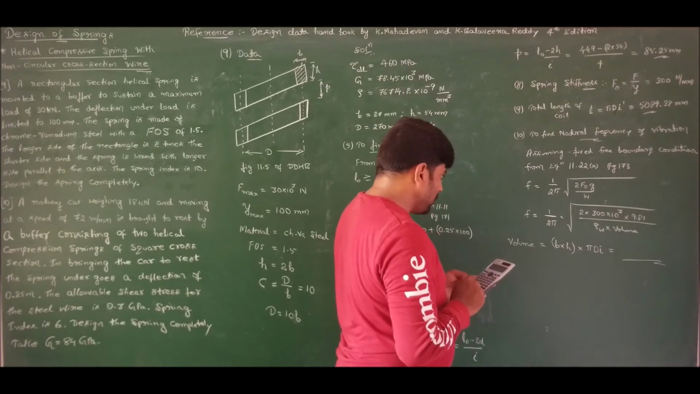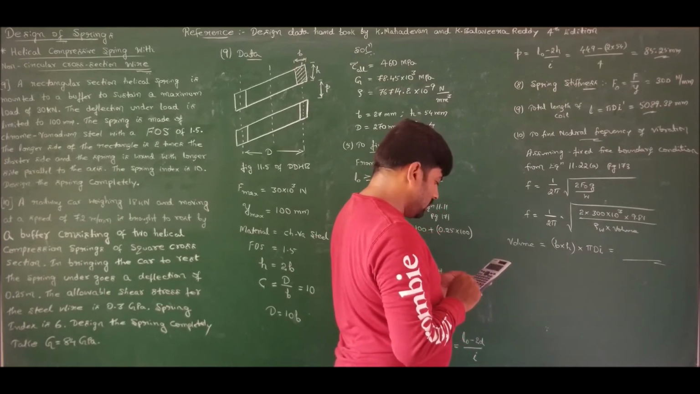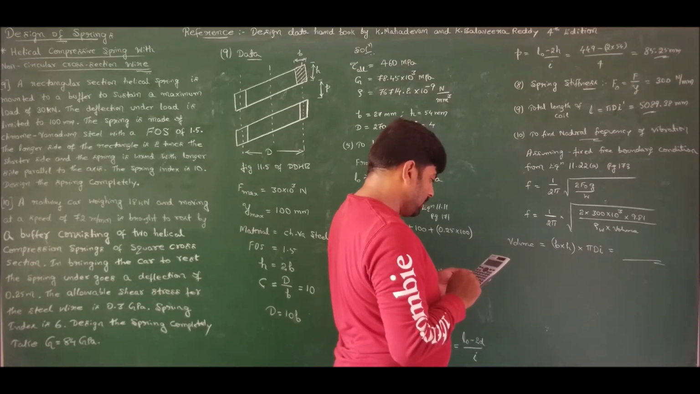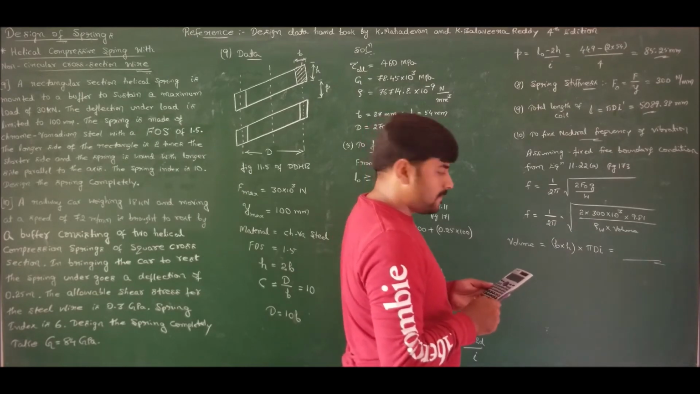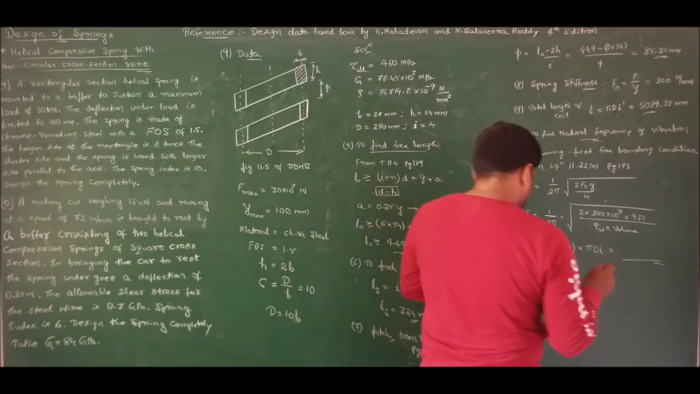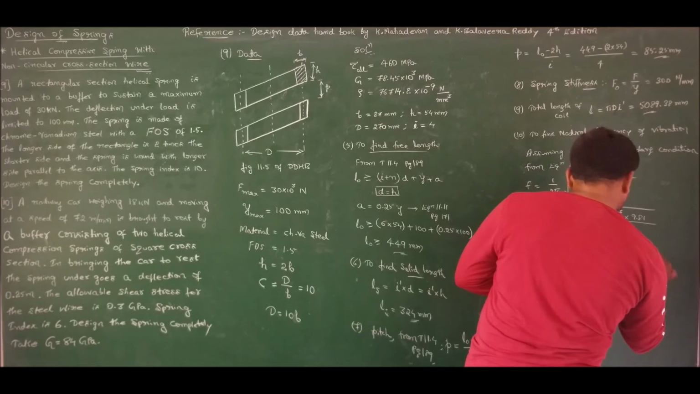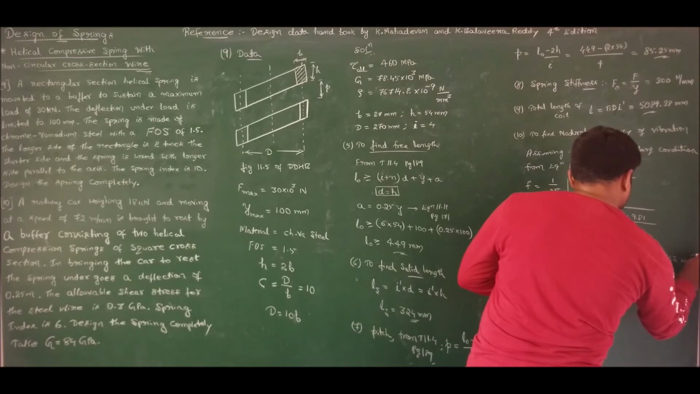So we know breadth is 27, height is 54, into pi into d is 270, into I is 4. So volume will be 4946877.456 millimeter cube.